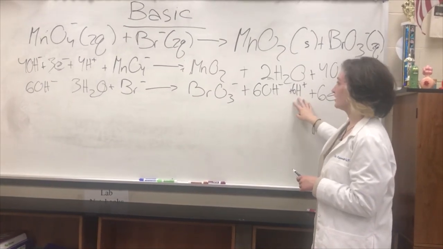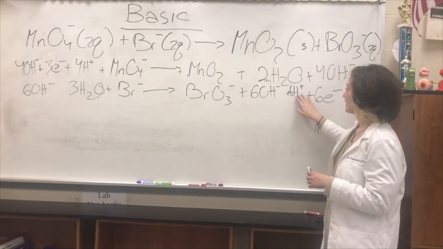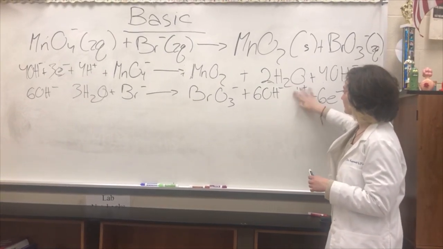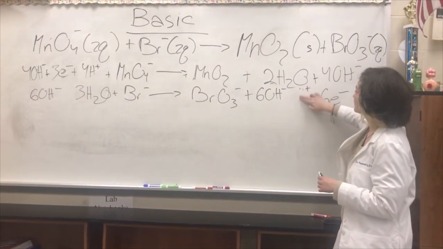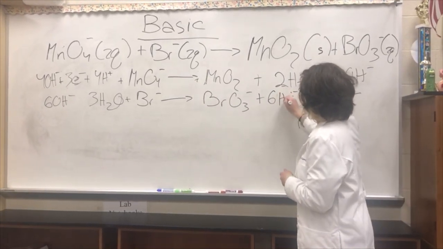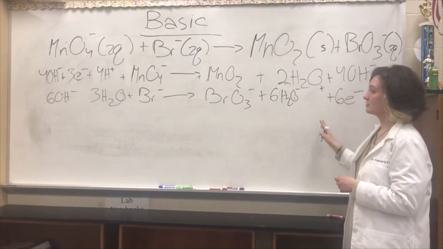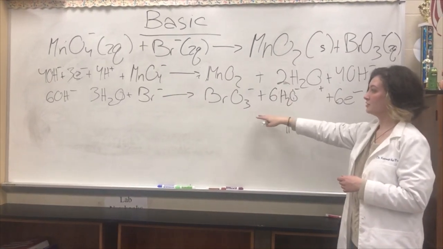Now we see that we have a hydroxide and a hydrogen ion on the same side. When they are on the same side, we want to erase that, and they will be turned into 6 waters. The coefficient of the waters will be the same number as the hydroxide ions and the hydrogen ions.